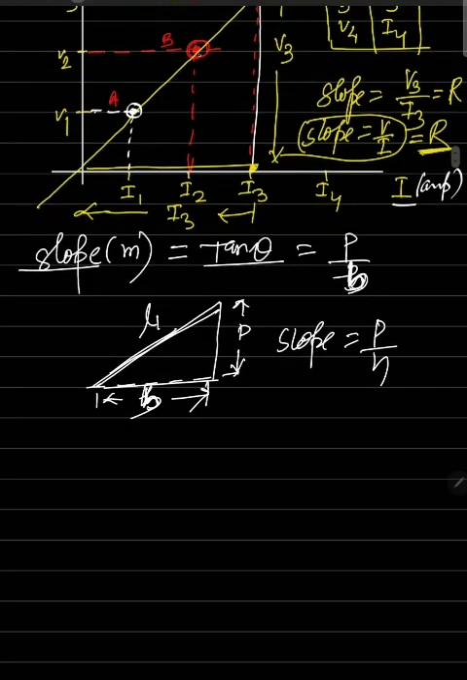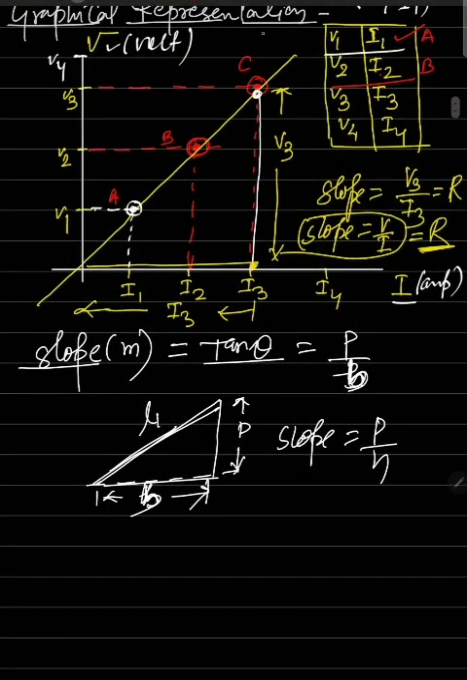So slope of VI graph will give you resistance of a conductor. Suppose we choose any point. Okay, suppose I want to choose these 2 points. Wait. Suppose I want to choose A and C point. Okay, so from A, draw one horizontal line and one vertical line.